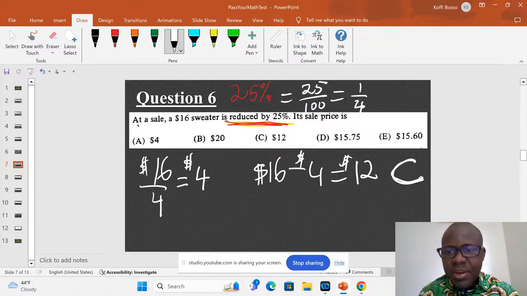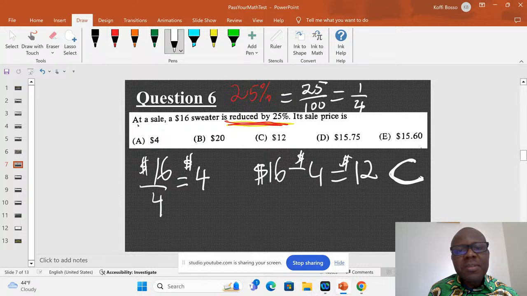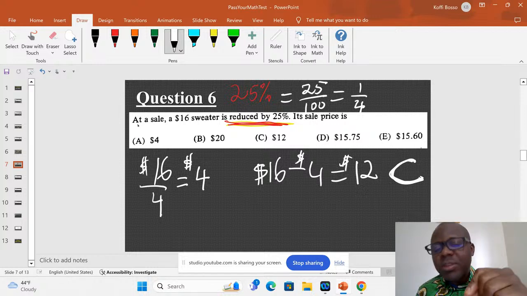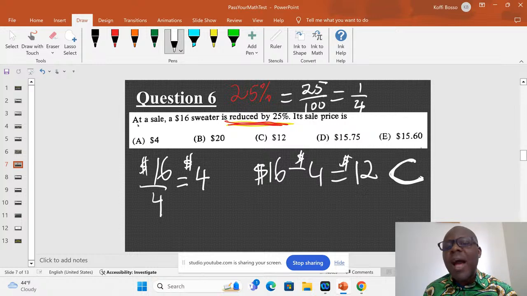Very important. Again, there are different methods to solve this problem. People will try to multiply 16 by 25, divide by 100 to find how much they reduce, and take it out from 16. Yes, we could also do that, but to make it simple, understand that every time you see 25%, it's a quarter, so you divide by 4. But the keyword in the problem is telling you what you're going to do after.